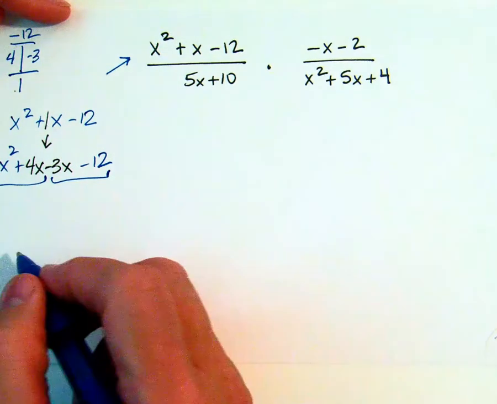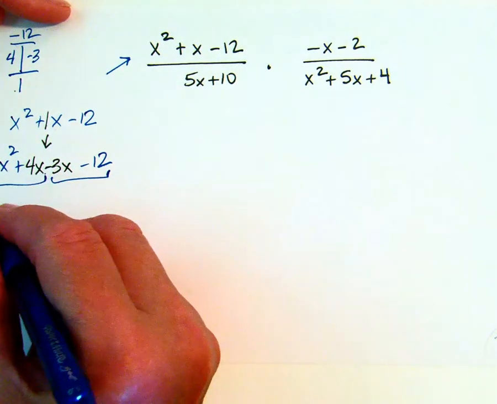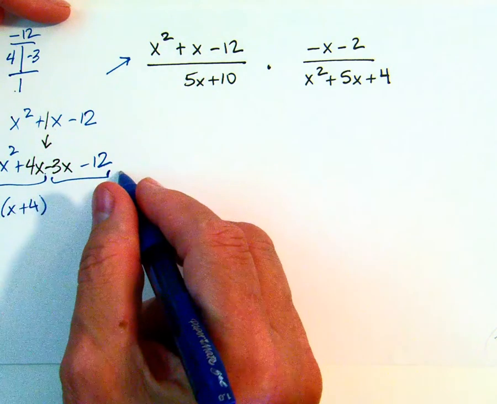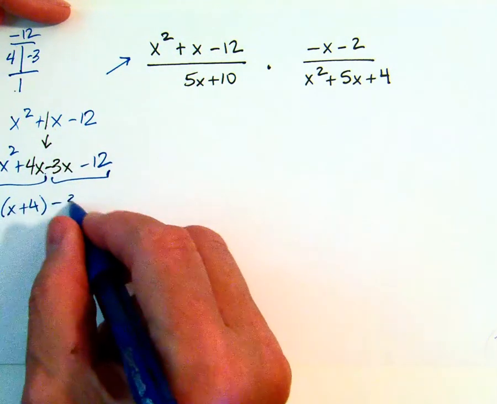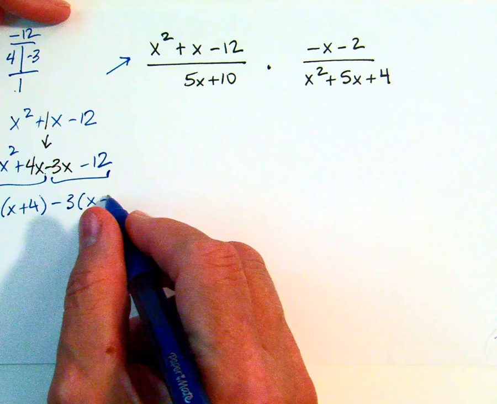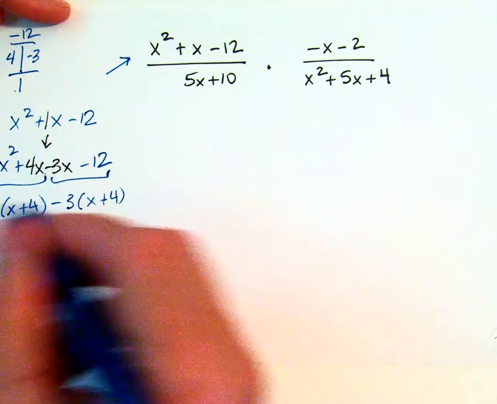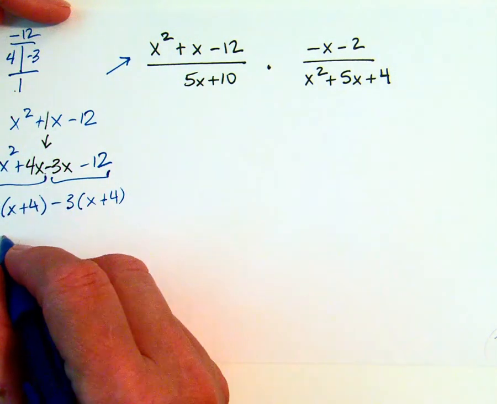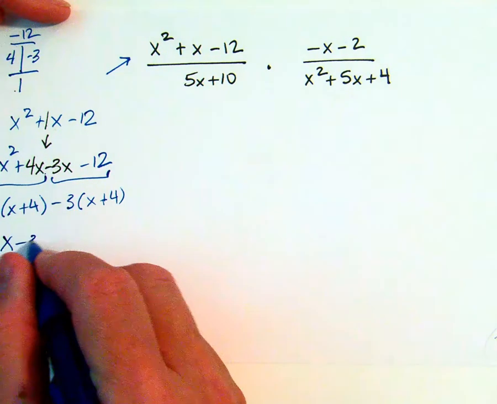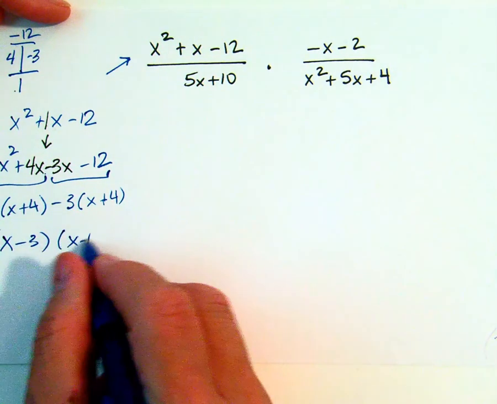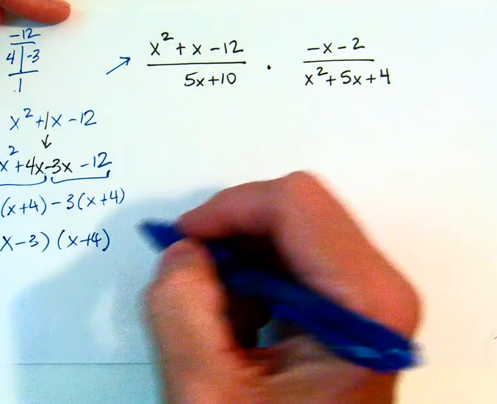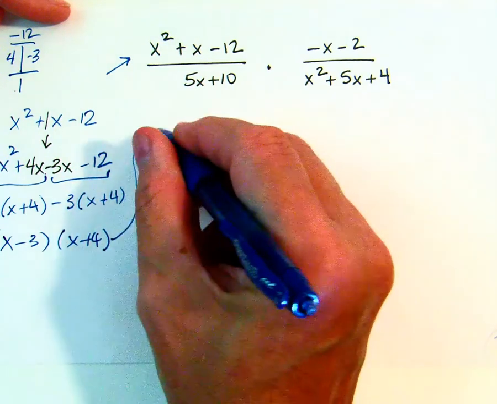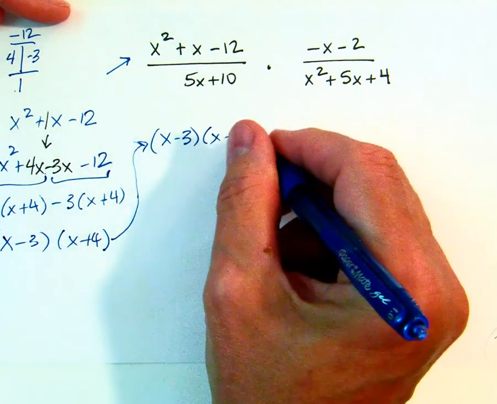Then make my groups. What do those have in common? X. What's left? X plus 4. What does the second grouping have in common? Negative 3, which leaves x plus 4. Then I factor out again. Divide out the 3 and the 5. Between the x, x minus 3 times x plus 4. Okay, that's my numerator. X minus 3 times x plus 4.